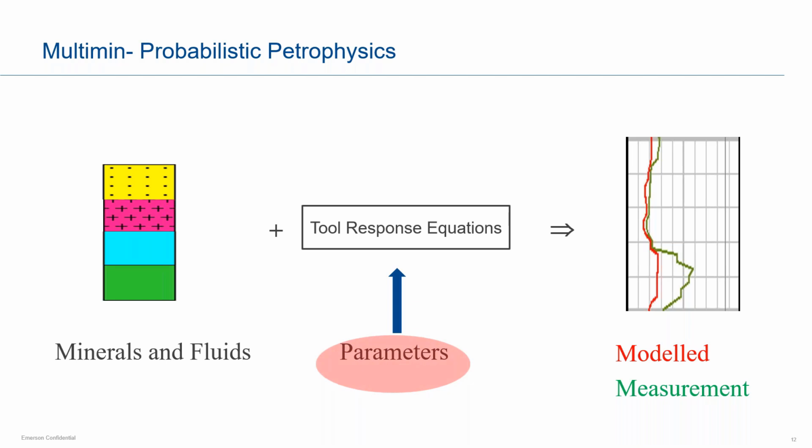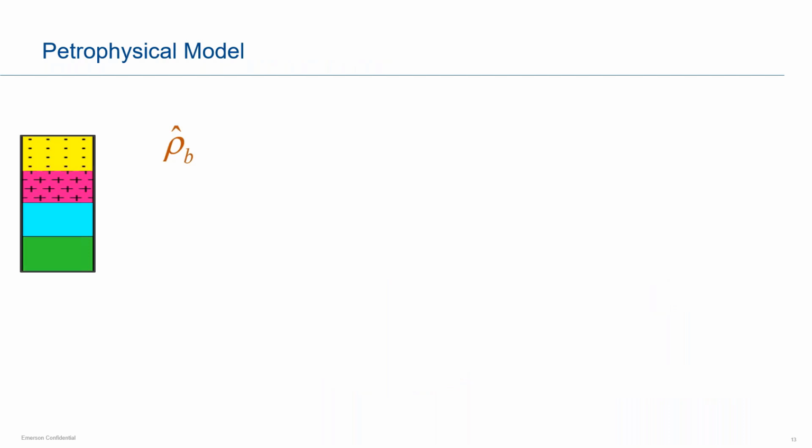When I say good match between modeled and measured log, we can say we have come to the most probable solution. So in a petrophysical model, these are the theory of the probabilistic method. In this probabilistic method, it consists of different components. One of them is the petrophysical model. So assume in a rock which has two minerals, quartz, feldspar, and there are two fluids, oil and water.